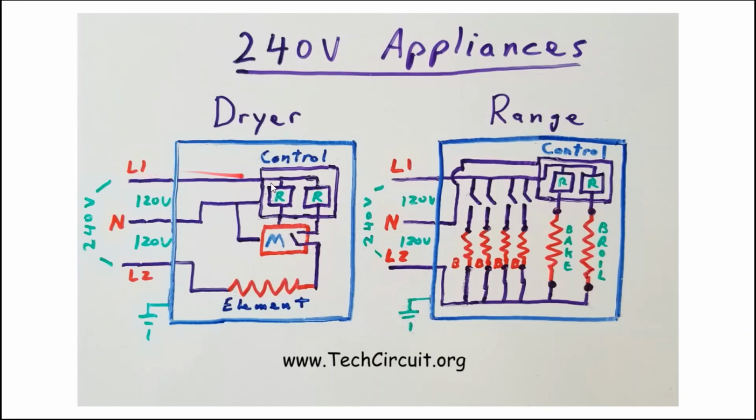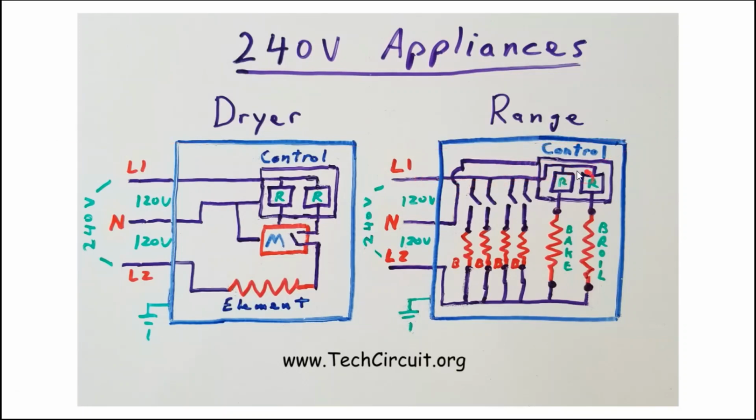So the heating element is strictly on a 240 volt circuit, whereas the motor and the control board are on a 120 volt circuit, which is usually derived from the voltage difference between L1 and neutral. For an electric range, the control board, again, is powered by the voltage difference between L1 and neutral. And this is your neutral going to the control board. The return path is neutral for that.